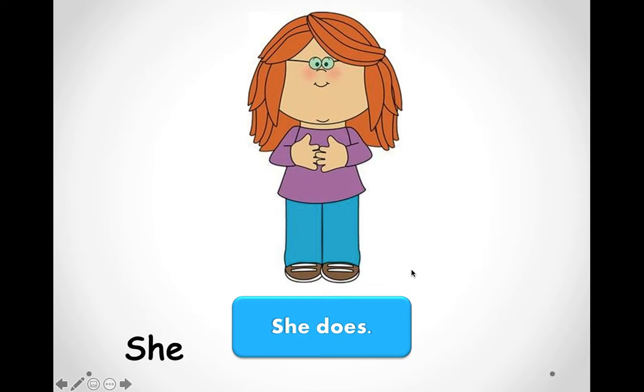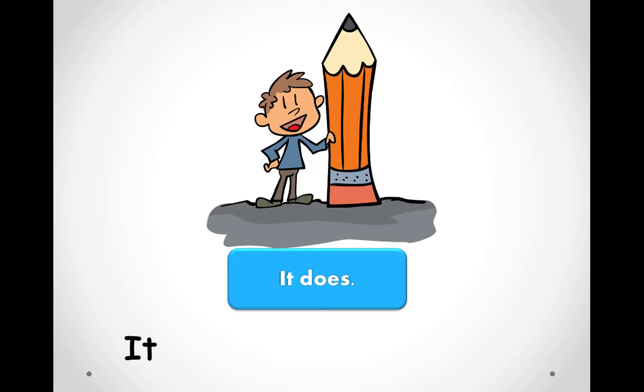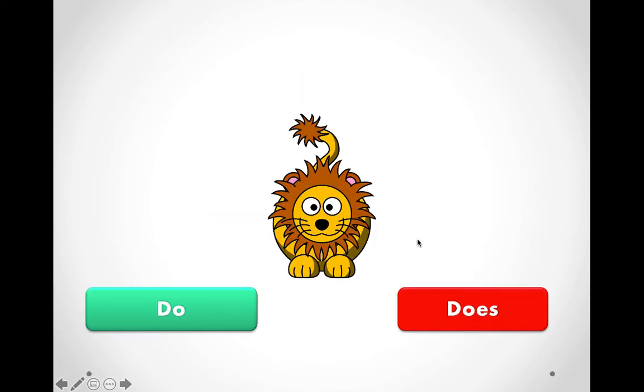You're doing amazing. Now for it. Look at how big this pencil is. What will I use? It does. So a sentence could be, it does look big. If I have it, I have to use the word does. Amazing work.